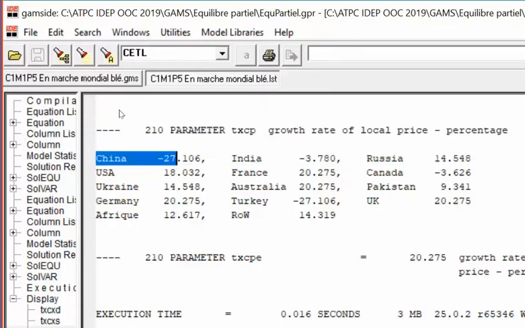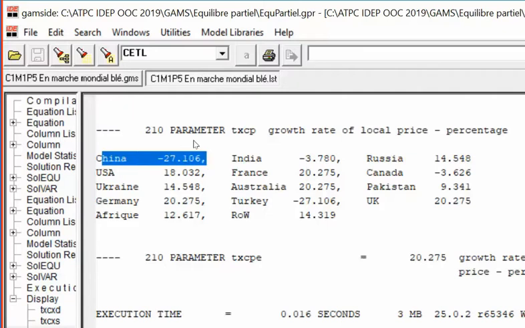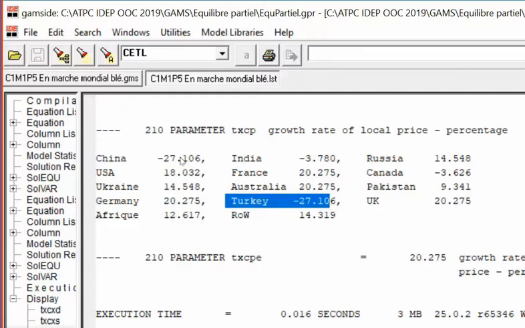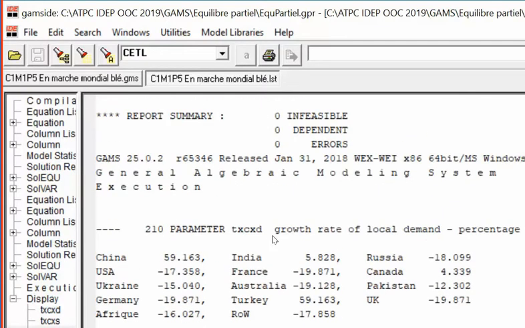In countries like China and Turkey, you remember that you've got a very high import duty, more than 60%. So on one side, the removal of the import duty makes the local price decrease, and on the other side, the increase in the world price makes the local price increase. The first effect is much greater, so there is a reduction in the local price in China and Turkey, while in other countries it is the second effect which is greater, the increase in the world price.